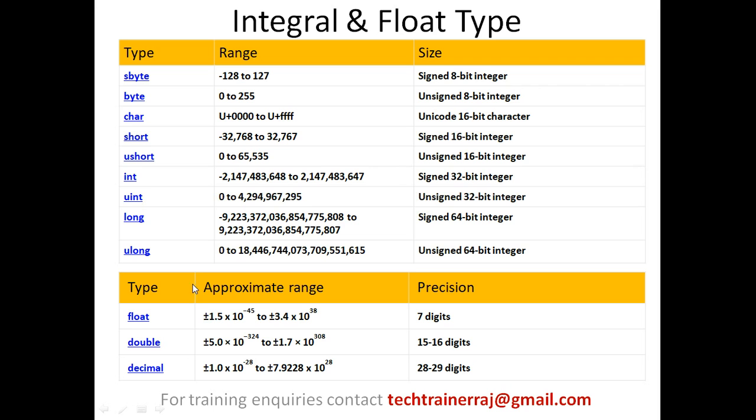Okay, for a float type, the range is defined here, but for float, double and decimal, it is based on the precision. So float has got 7-digit precision. That means after the decimal point, you will get the accuracy till 7 digits. And for double it is 15 to 16 digits, and for decimal it is 28 to 29 digits.